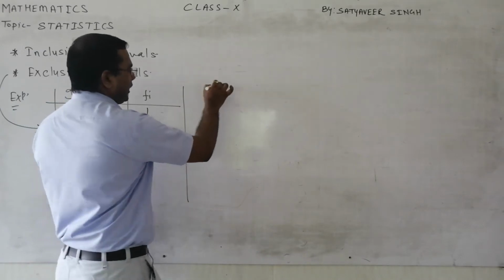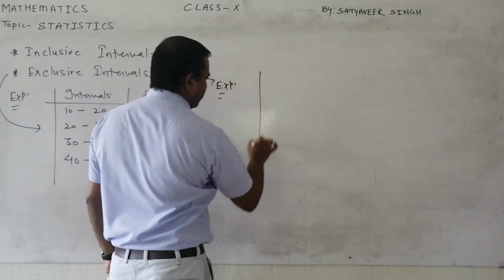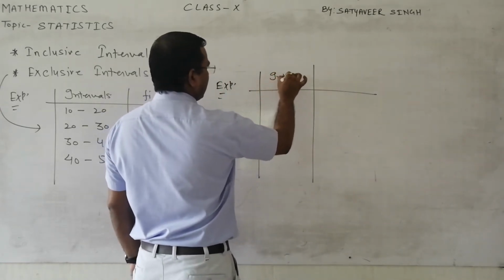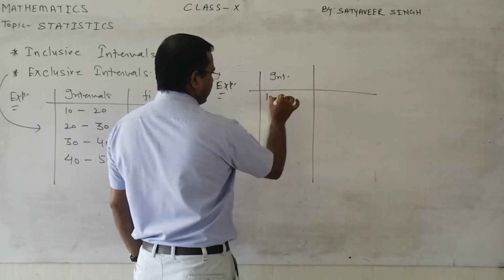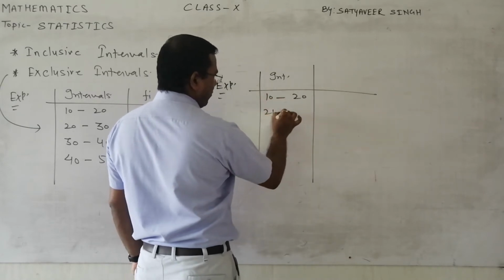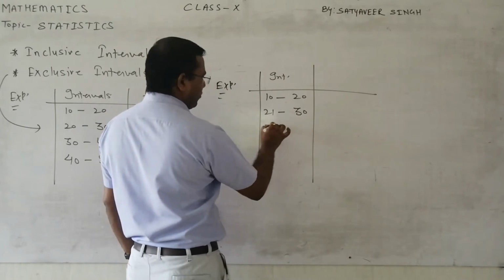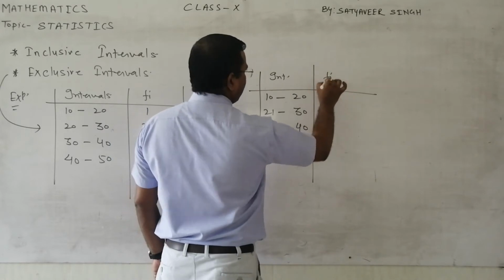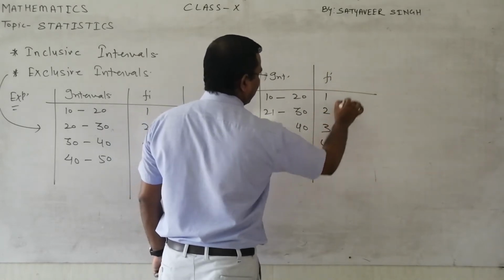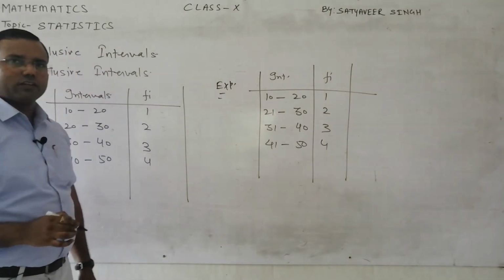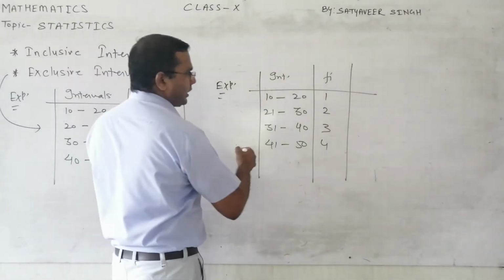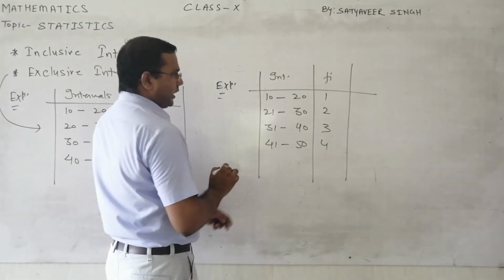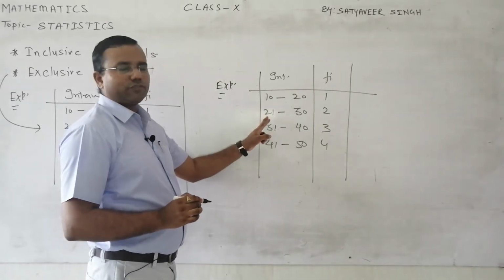Here if you will see another example, like suppose the intervals are given in this form. It may be given like 10 to 20 and 21 to 30 and 31 to 40 and 41 to 50, and maybe the frequency is given 1, 2, 3, 4. So this kind of intervals are called inclusive intervals because you can see here now there is a discontinuity in the interval. Intervals are not continuous. Here it ends at 20 and it begins from 21.